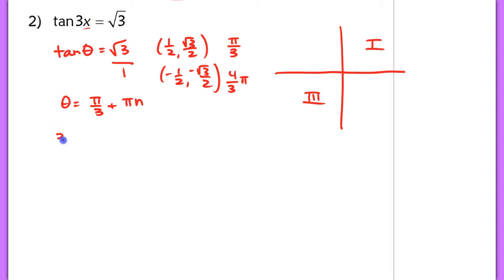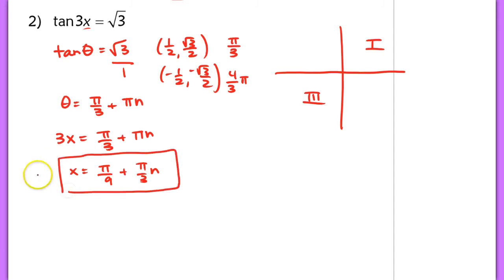Now this is solving for theta though, and I want to know what the value of x is. So I'm going to set 3x now equal to pi over 3 plus pi n, and I'll solve for x by dividing by 3. So I have pi over 9 plus pi over 3 n. So this represents my answer for part A, all real solutions.